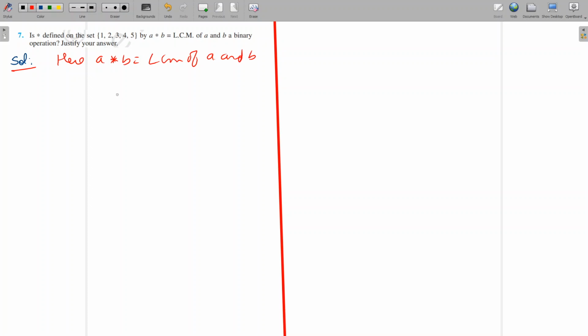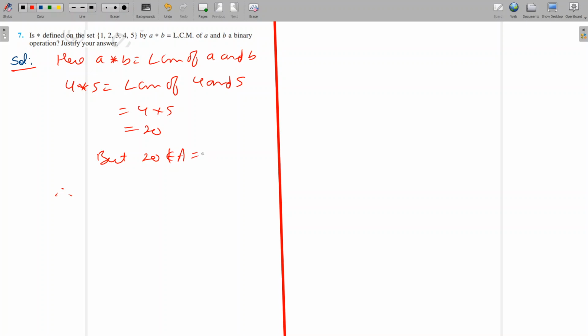So let us take say two numbers from the set A. Let it be say 4 and 5. So 4 star 5 is equal to LCM of 4 and 5, and 4 and 5 are co-prime numbers, so their LCM will be the multiplication of the two, equal to 4 into 5, that is equal to 20. But 20 does not belong to the set A. So that means we can say that 4 star 5 does not belong to A.